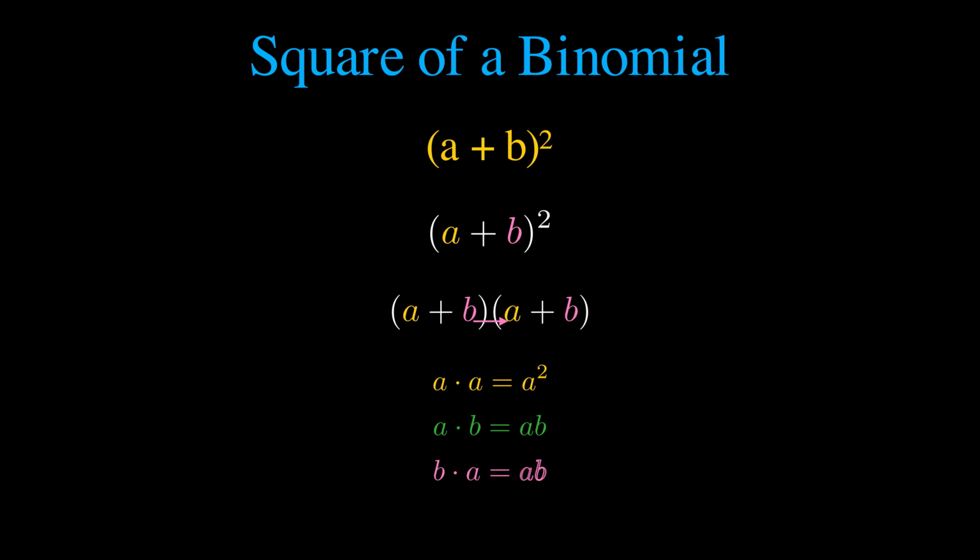Inner, multiply the inner terms. B times a gives ab. Last, multiply the last terms. B times b gives b squared.